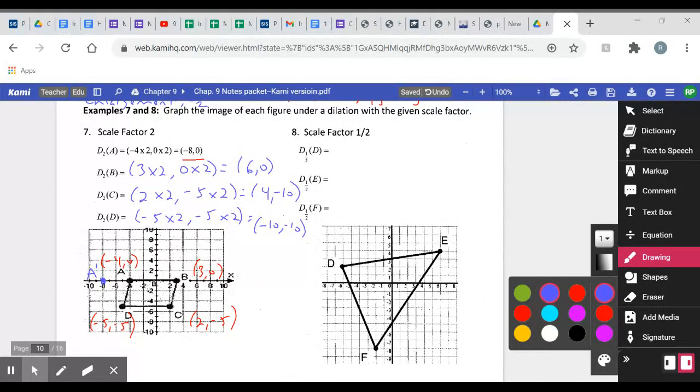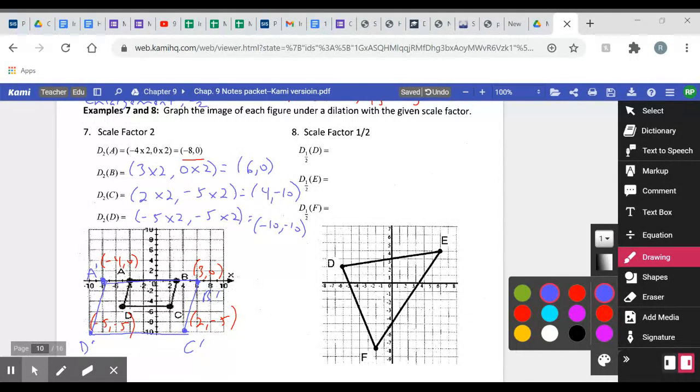So if I plot these new points, I've got 6, 0 as my B prime. I've got 4, -10 for my new C prime. And I've got -10, -10 for my new D prime. I go ahead and graph that. I should see it's still the same shape, but it's not the same size anymore. It just got bigger. All the side lengths just got doubled.